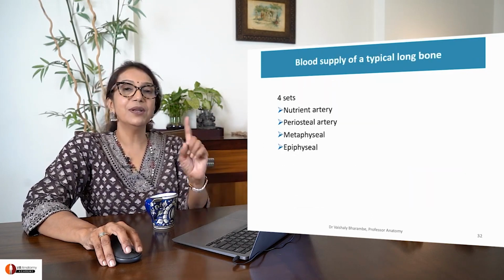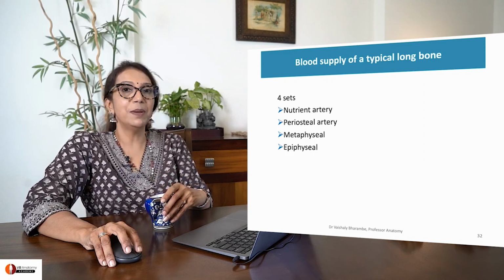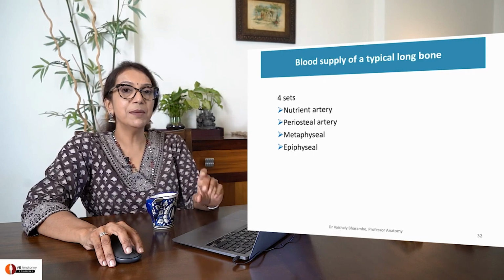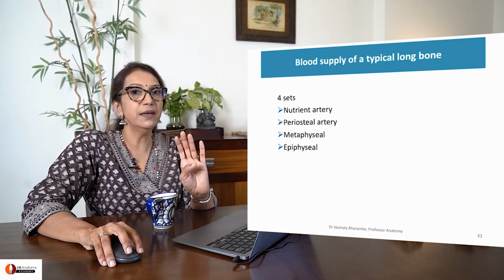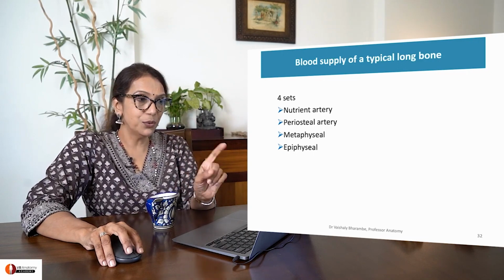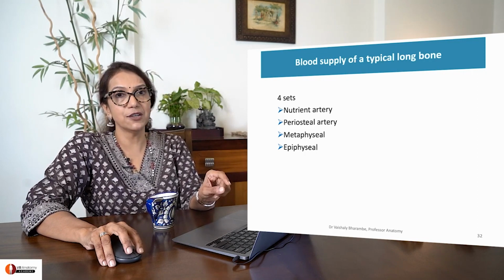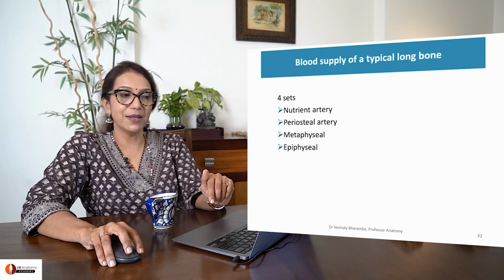With this, we come to the last topic for today, which is the blood supply of long bone. It comes as a very common short note for you. Remember, there are 4 arteries which supply any long bone: nutrient artery, periosteal artery, metaphyseal artery, epiphyseal artery. Let's learn about them one by one.